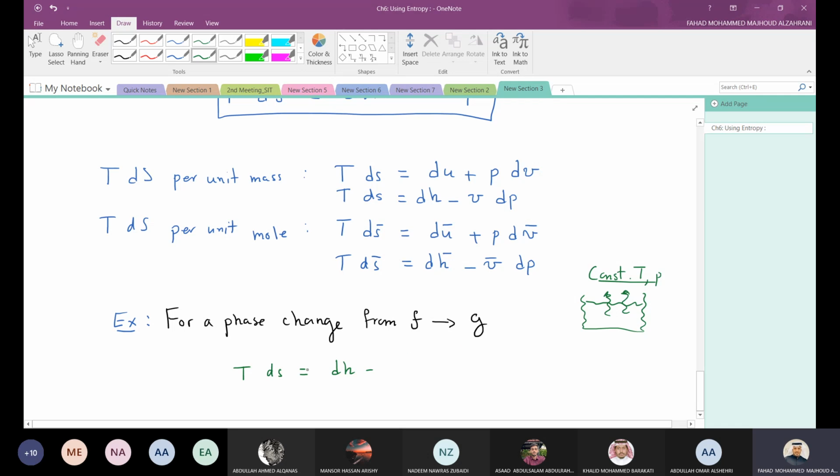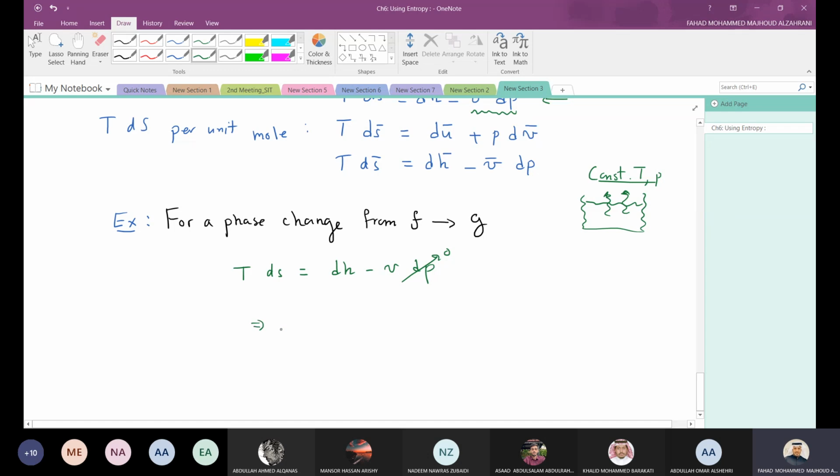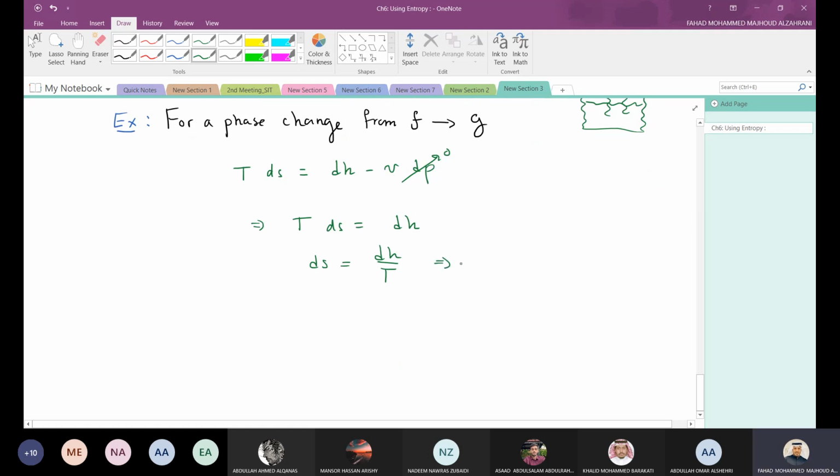So if we apply the equation here, TdS equals dH, we're going to pick this one. Why? The pressure is the same. Because the pressure is the same, I can cancel the minus V dP term. And the final equation becomes TdS equals dH. So ds equals dH over T, and our temperature is also constant. Therefore, if we now integrate, Sg minus Sf equals what?